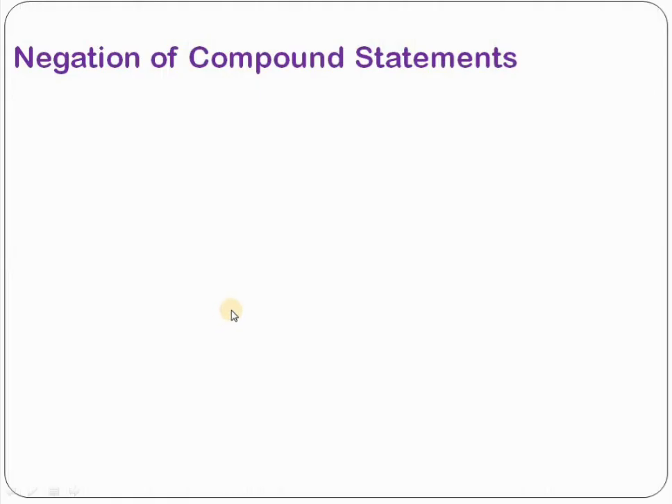So the statements which have the words and, or, if any of these are there, then such statements are called compound statements. So we are going to see the negation of such statements. Next, the first one is negation of conjunction.